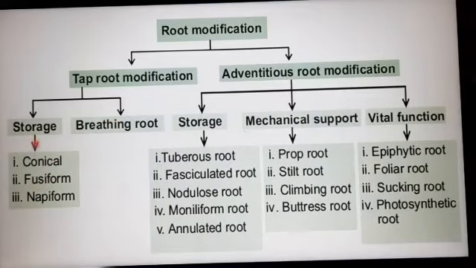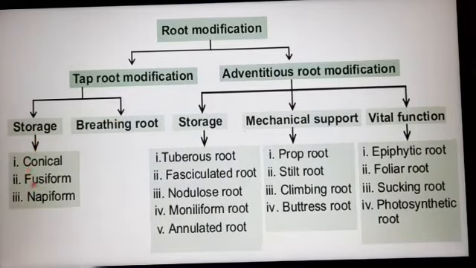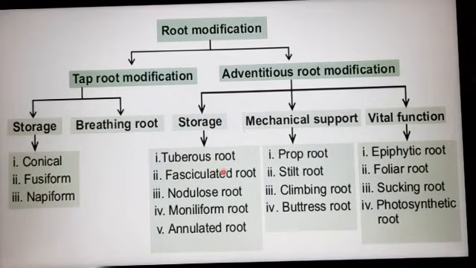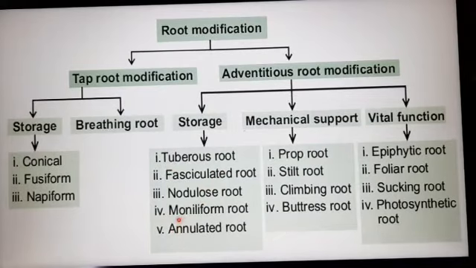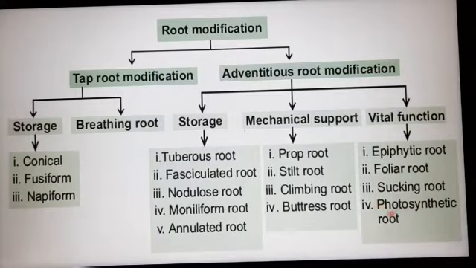Now, for storage of food in taproot, we discussed conical, fusiform, napiform, and for storage in adventitious root modification, we discussed tuberous root, fasciculated root, nodulose root, moniliform root and annulated root. For mechanical support, prop root, stilt root, climbing root and buttress root. Then for vital function, epiphytic root, foliar root, sucking root and photosynthetic root.